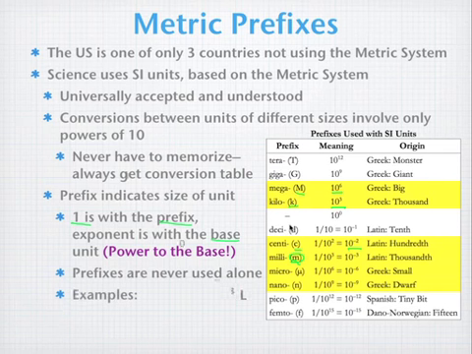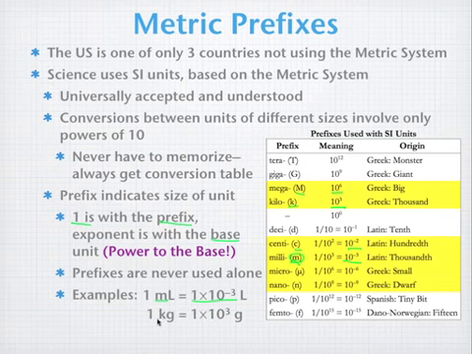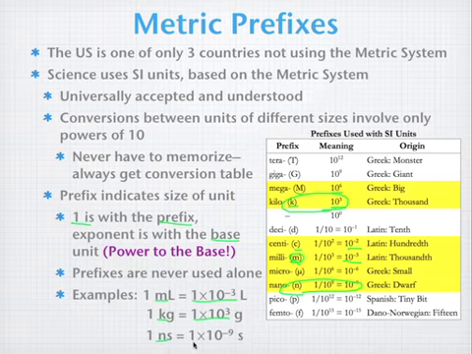Some examples. We have 1 milli, let's go to that milli again. 1 milliliter is 1 times 10 to the minus 3 liters, so milli means 1 times 10 to the minus 3. Another example, kilo, 1 kilogram is 1 times 10 to the positive 3 grams. And finally, 1 nanosecond, nano is 10 to the minus 9, so 1 nanosecond is 1 times 10 to the minus 9 seconds.